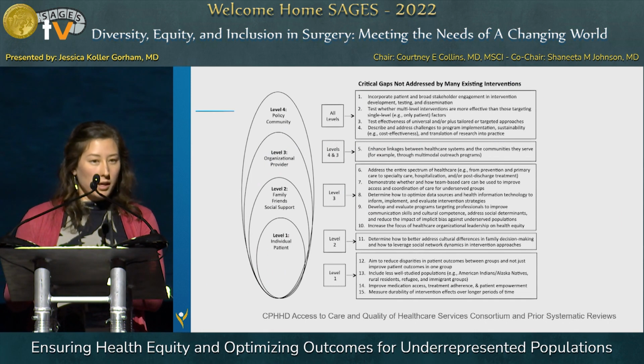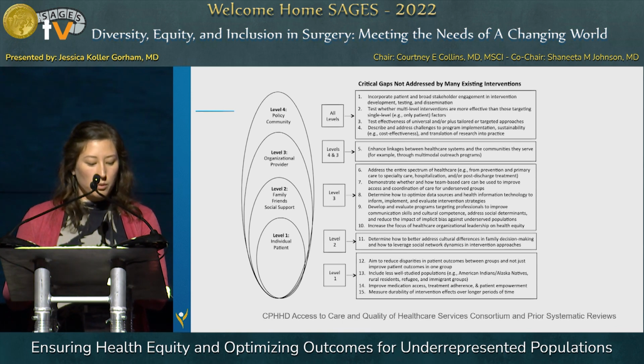In the interest of time, I'm not going to review all of the critical gaps frequently encountered during these processes, but to highlight a few. At the individual level, we must better include outcomes and social determinants of health among less well-studied populations, such as American Indians or Alaska Natives, rural residents, refugees, and immigrants.